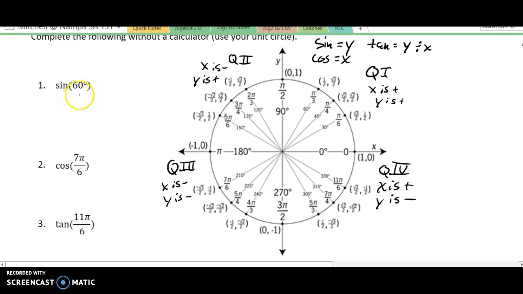So here we go. We have the sine of 60 degrees. And so we need to find 60 degrees. Here it is. Now the sine of 60 degrees, sine is y. And so the y value is right there. So the answer to this is the square root of 3 over 2. All right, that's it. Let's go to the cosine. I'll pick another highlighter out. So we're doing the cosine of 7 pi over 6. 7 pi over 6 is right here. Cosine is x, so then we have negative root 3 over 2.